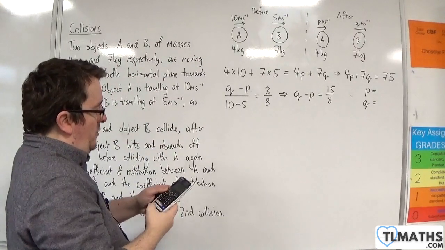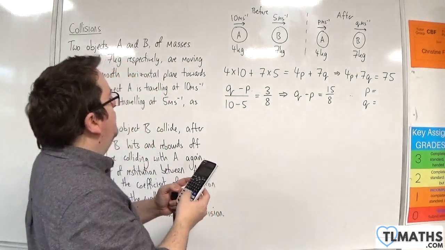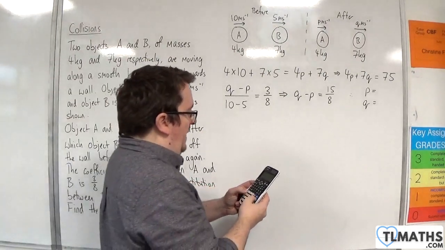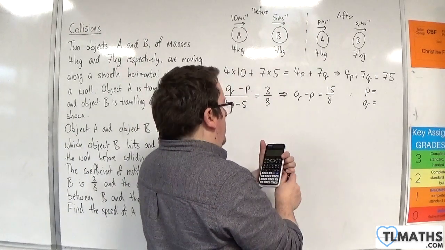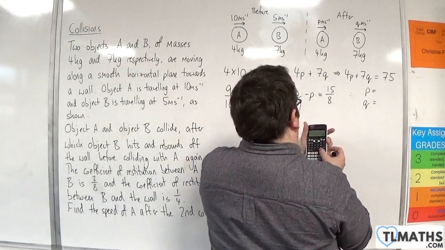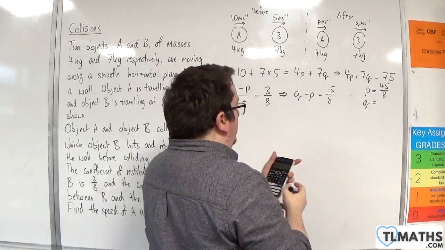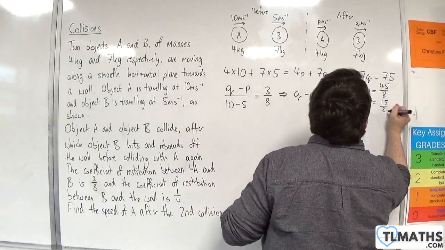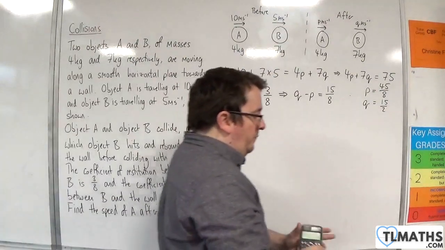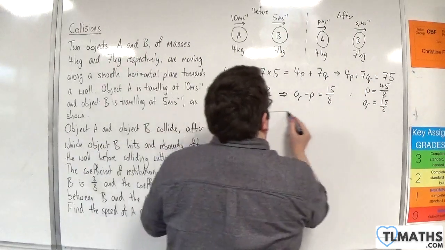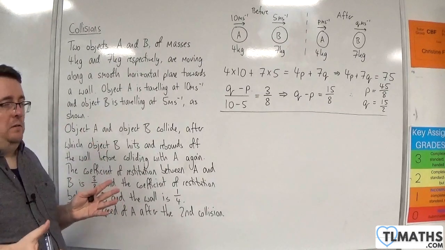So therefore I can solve these simultaneous equations to work out P and Q. I'm just going to bung those straight on the calculator. So 4, 7 and 75, and then I've got minus 1, 1 and 15/8. Okay, so I'm getting for P 5.625 or 45/8. I'll leave it as a fraction, 45/8. And for Q, I'm getting 15/2. So they're both still travelling to the right after that.